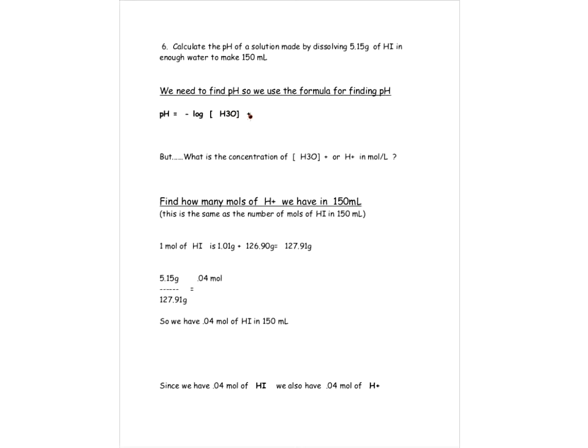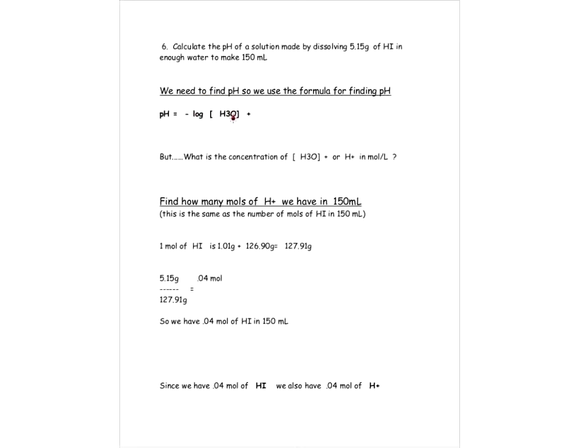pH equals minus the log of the hydronium concentration. And I should have put that plus inside. Okay, so how are we going to do that then? To use this formula, we need to have the concentration of, we'll just think of it as H plus, right? But what is the concentration of H plus in moles per liter?